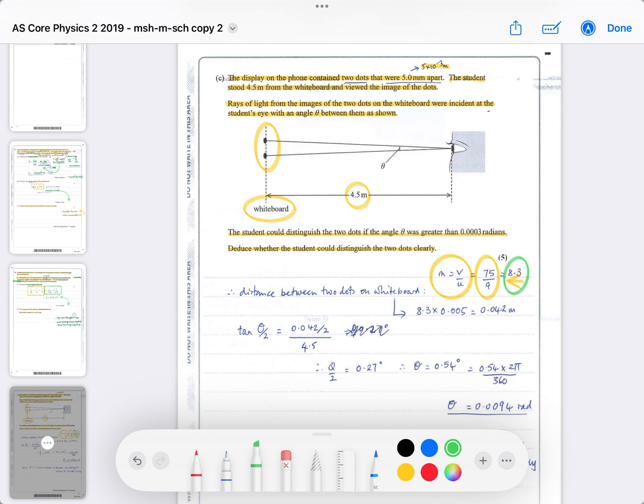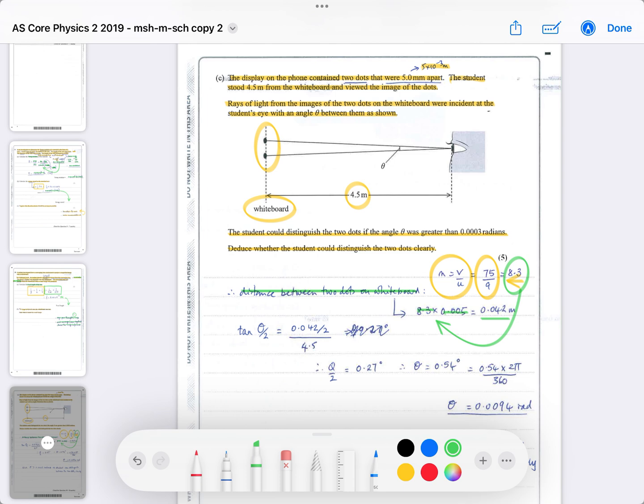All right, then it says the distance between the 2 dots on the whiteboard will be not 5 millimeters, but 8.35 times 5 millimeters, because it's enlarged 8.3 times. So there's the enlargement, and it will enlarge the original distance between dots to a value of 0.042 meters. And therefore, of course, that's 4.5 meters to the screen, but theta doesn't form a right angle with the screen because it's the distance between 2 dots.